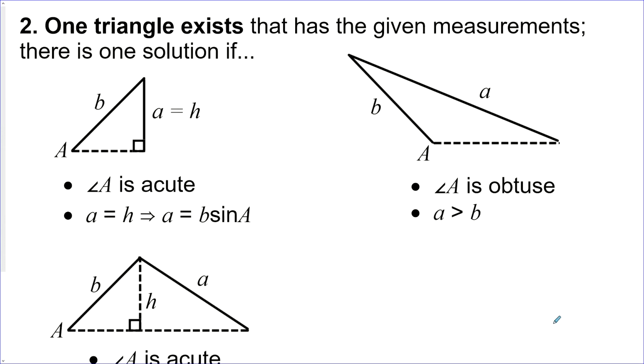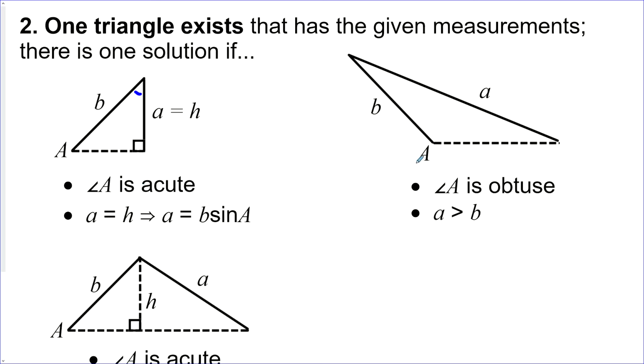Option number 2 is that one triangle will exist if you're given angle A, side B, and side A. The first one is if this angle A is acute and A equals H, then we're actually having a right triangle here, and there's no other option. This is unknown, but still we can't really swing this side anyway to make a different triangle. This is the only triangle it will make.